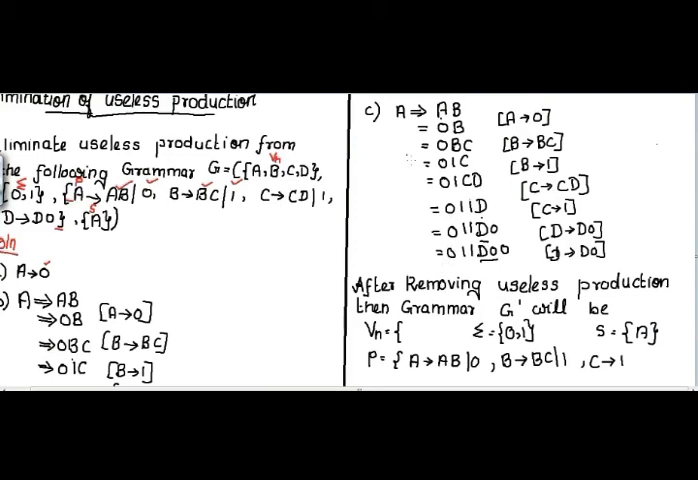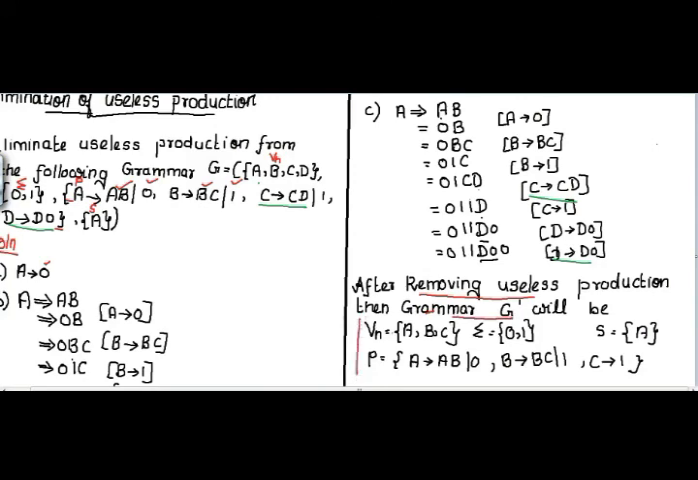So if I substitute C tends to CD, I have to repeat this again and again. I couldn't find any solution for this production D. Because I don't have any terminal for this D production, this production C tends to CD and D tends to D0 are useless productions. So I'm going to remove those productions from this grammar. After removing useless productions, my grammar G dash will be like this.